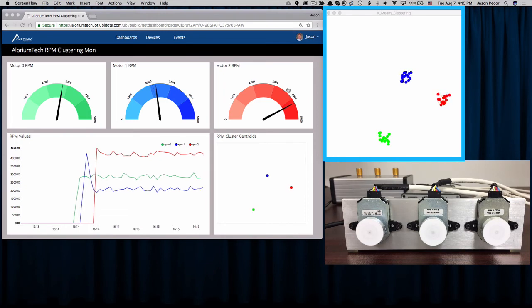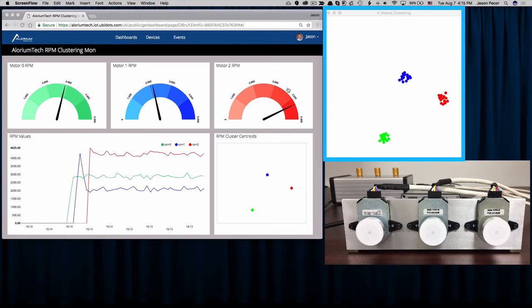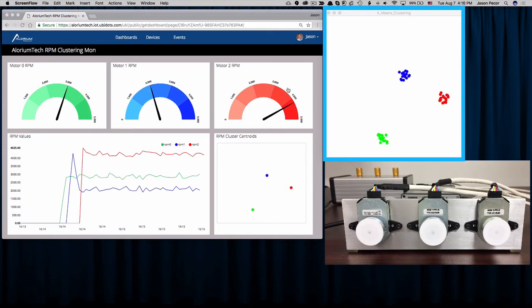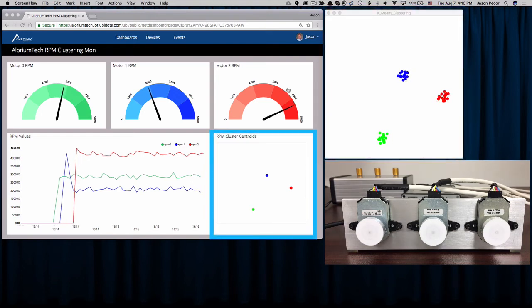The idea here is just to show the kind of data harvesting and what's going on in the processing that's being done locally on the snowboard, just so you can get an idea of what's happening. And then we're taking that data, and the only thing we're sending up to the cloud are just the centroids.